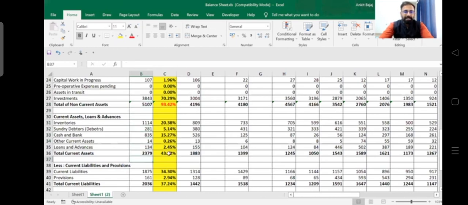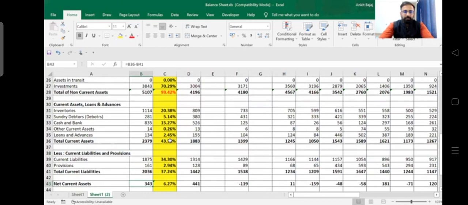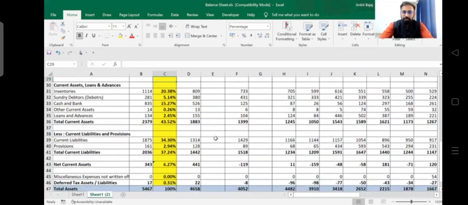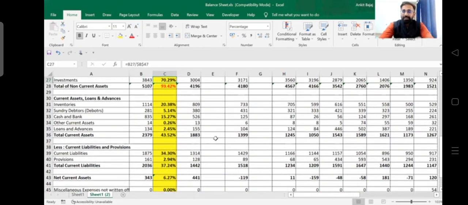Now if you see, if I calculate the total of current assets, right? So what is the total weight of current assets? It is 43.52%. We have to adjust current liability also. Here they have used a different format, right? Here they are showing current liability on the asset side, which they are reducing from current assets. So this is going to be net working capital, right?